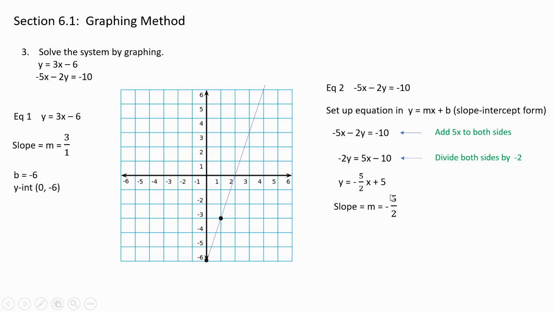This can be negative 5 over 2 or 5 over negative 2. When the negative is in the middle, it doesn't mean that they're both negative. Only one can be negative, the top or the bottom, or you can put it in the middle. It's represented in 3 different ways.